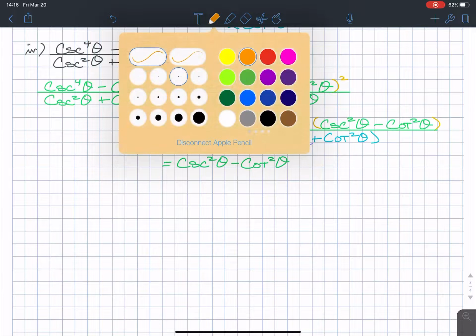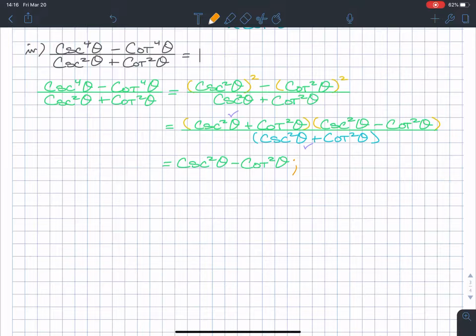Okay, what was the Pythagorean identity involving these? Well, it was cotangent squared theta plus 1 is equal to cosecant squared theta. Cosecant squared theta. Okay, so do you agree if I subtract cotangent squared from both sides, I'll have cosecant squared theta minus cotangent squared theta. So I can replace cosecant squared theta minus cotangent squared theta with its equivalent, which is 1, check mark. So it does work. Okay, let's do another one.